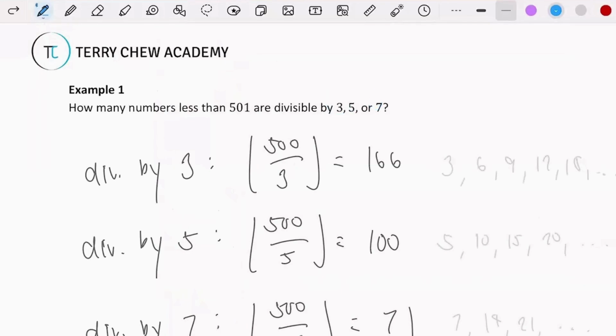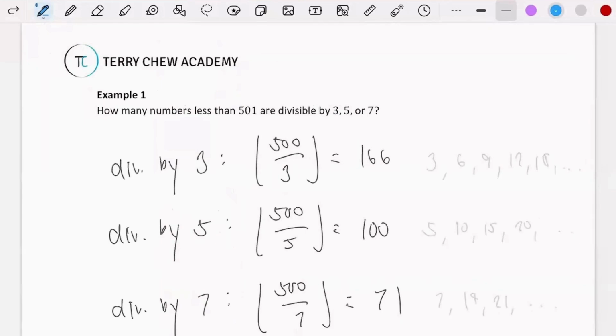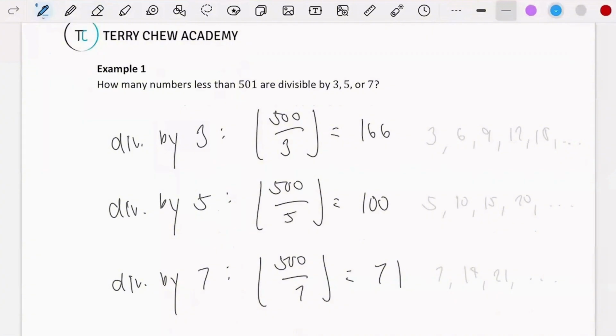So those are divisible by 3. You just use the floor function: 500 divided by 3 is 166. So there are 166 numbers that are divisible by 3 that are less than 500. You do the same thing for 5 and then 7, and then you get 171.